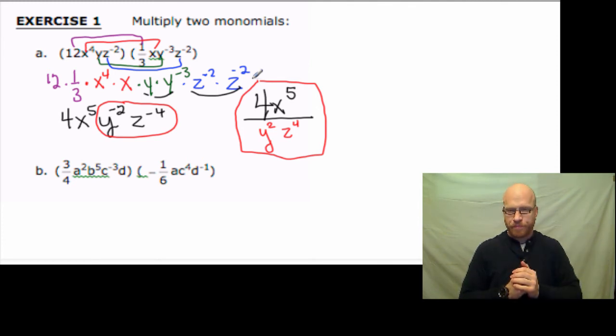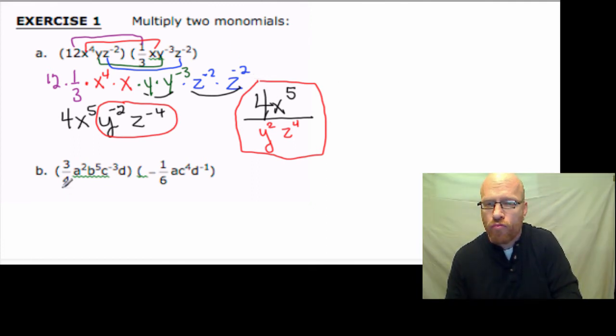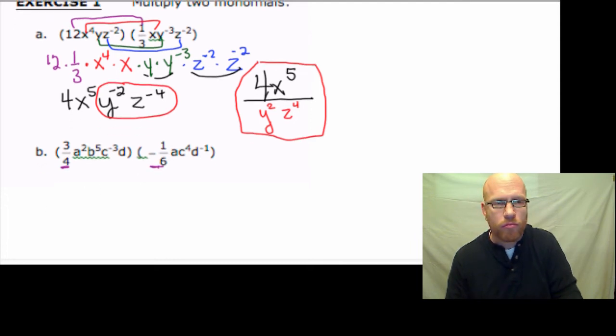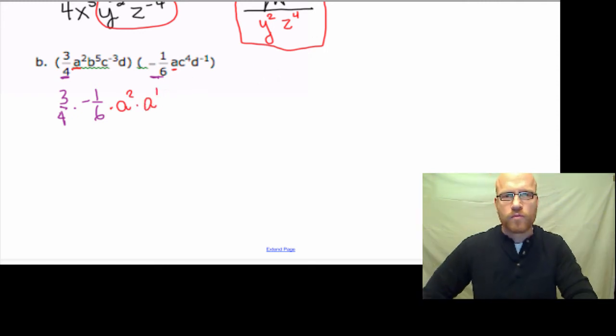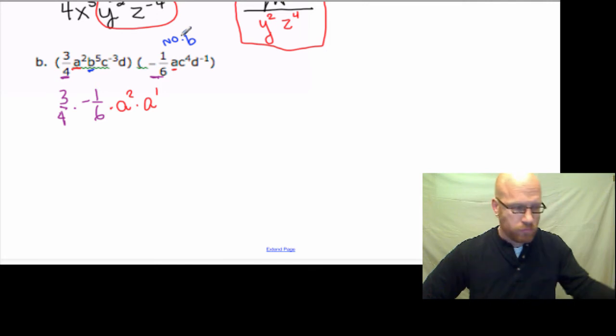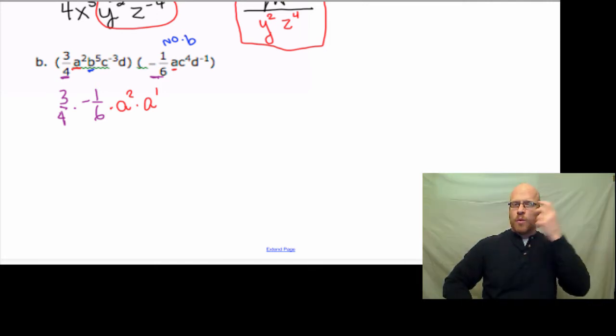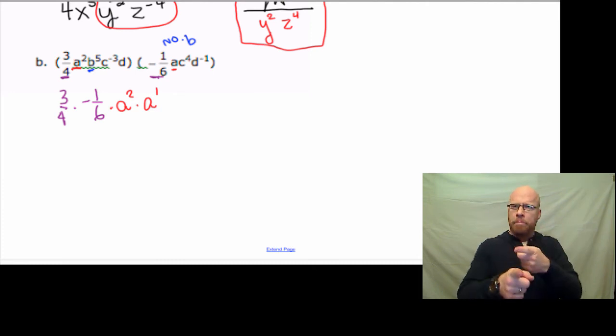Now we'll go to the second example, B. It's the same process as before. So now we can see we got a whole lot of b's in the first term, but not in the second term. That's okay. We're still going to leave b in our answer, b to the fifth power.